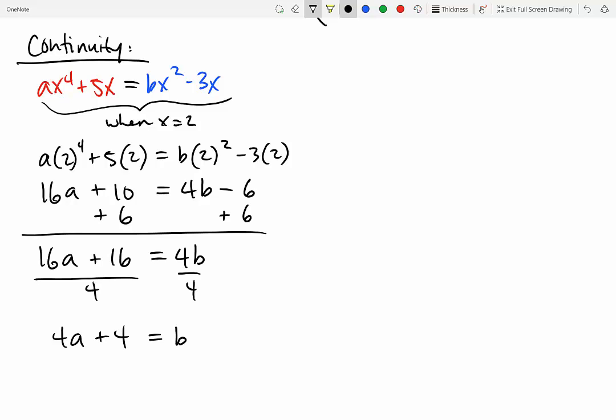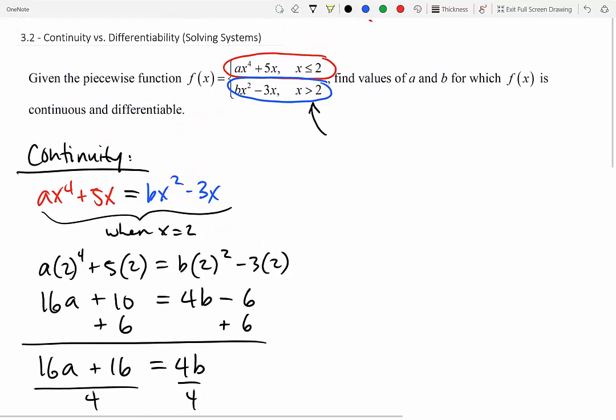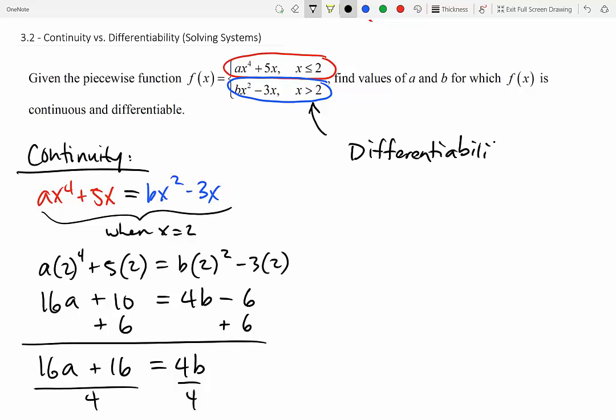Now we could have solved for a as well, or we could have solved for neither one, but no matter how you approach this question, you're going to get stuck somewhere with an equation that doesn't have an answer for either a or b. So this is where we now transition the problem to look at the differentiability. So for differentiability, we will need the derivative of this piecewise function.